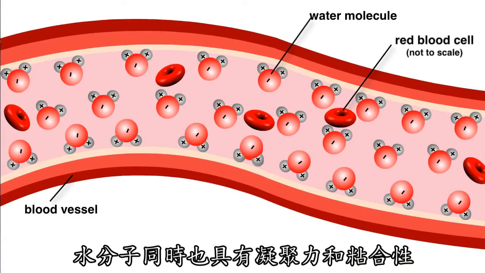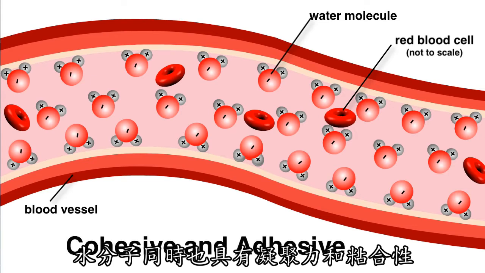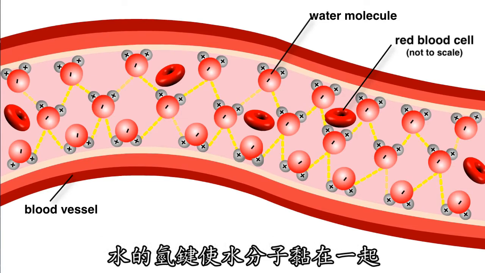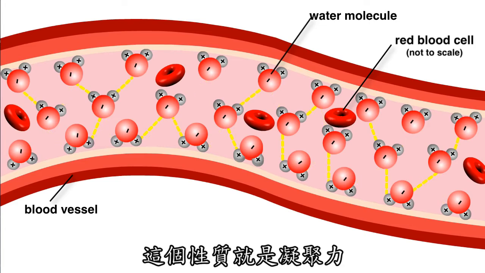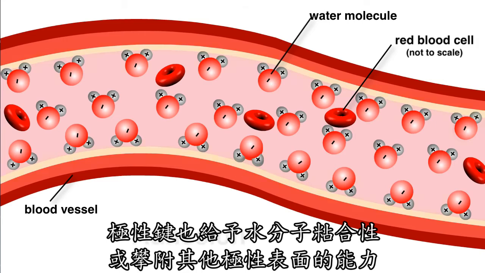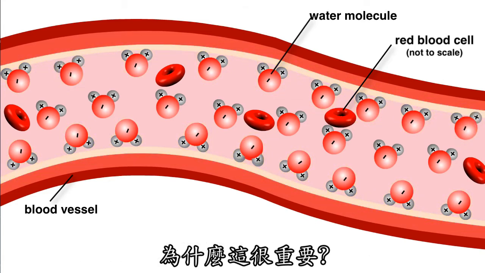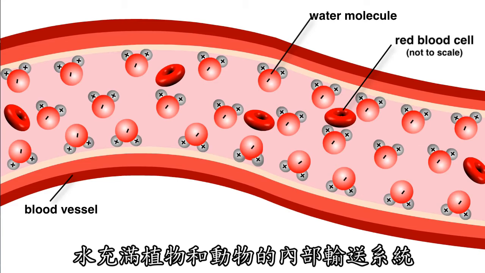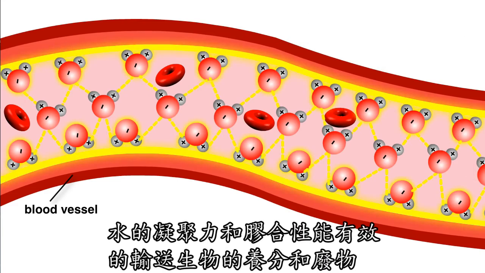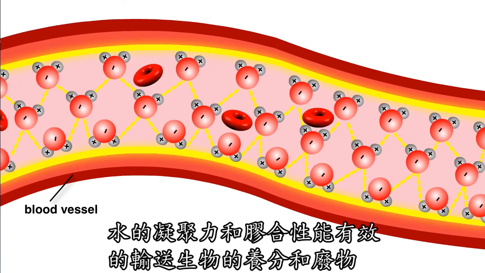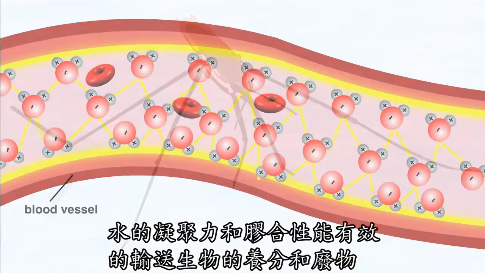Water molecules are also cohesive and adhesive. The hydrogen bonds in water cause water molecules to stick together, a property known as cohesion. Polar bonds also give molecules an adhesive property, or the ability to cling to other polar surfaces. Why is this important? Well, water fills the internal transport systems of plants and animals. Because of these cohesive and adhesive properties, water allows for the efficient transport of nutrients and waste within an organism.